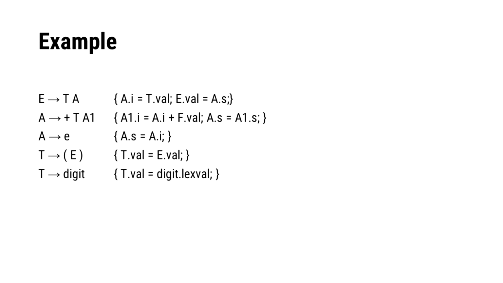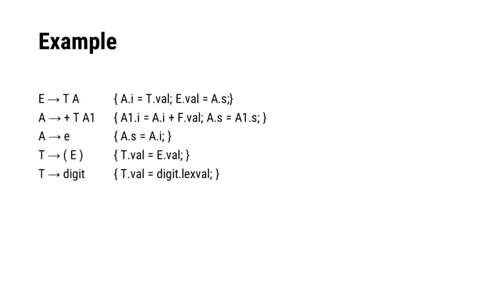Now in the second production, A1.i equals A.i. A1 and A are basically the same thing, but as we need to differentiate them, we represent them differently. A1.i is taking its value from A.i, that is from the parent, so that is also satisfied. It is an inherited attribute, and plus T.val, which is also satisfied. A.s equals A1.s, which is the child, also satisfied. For the third production, A gives epsilon, the action is A.s equals A.i, which is also satisfied.